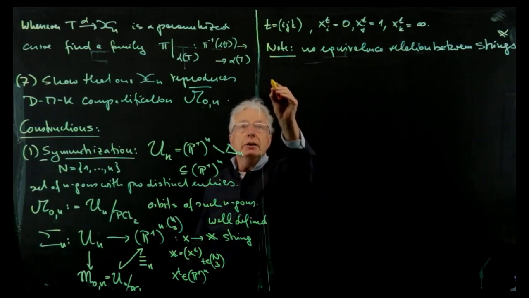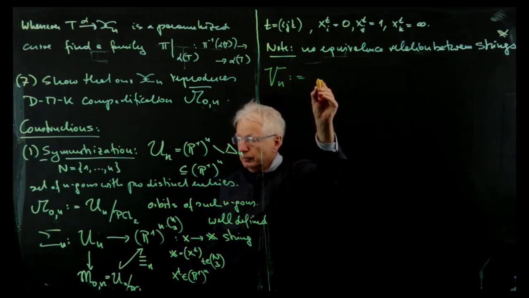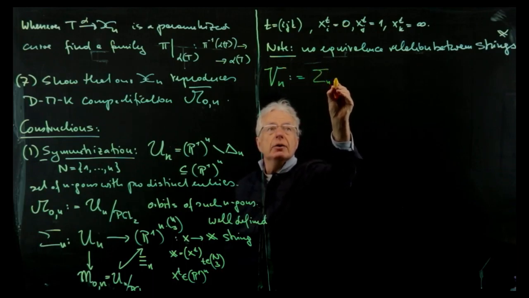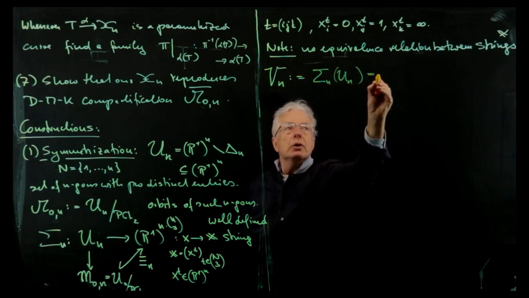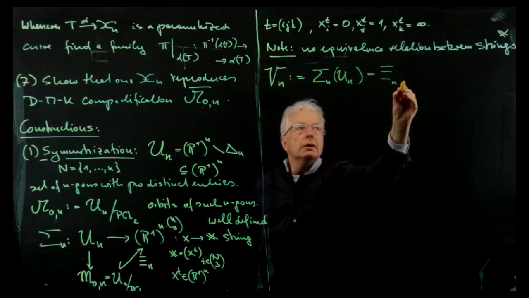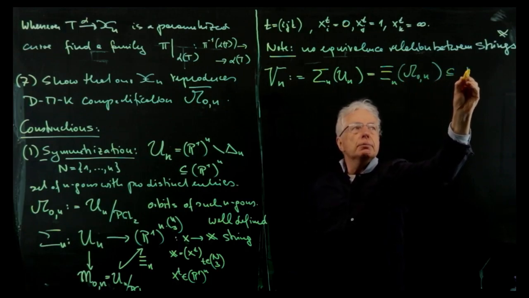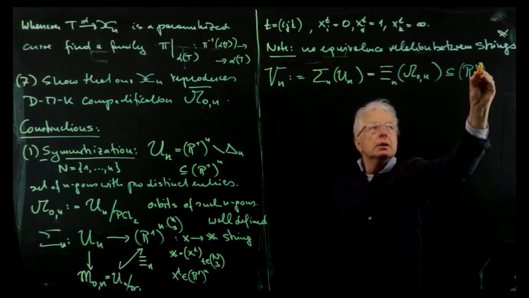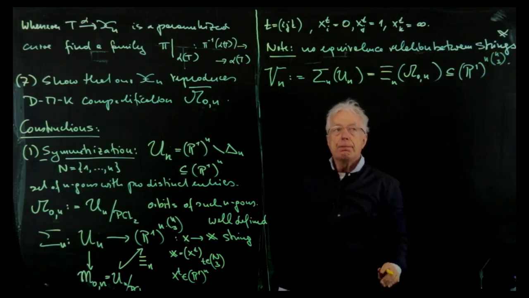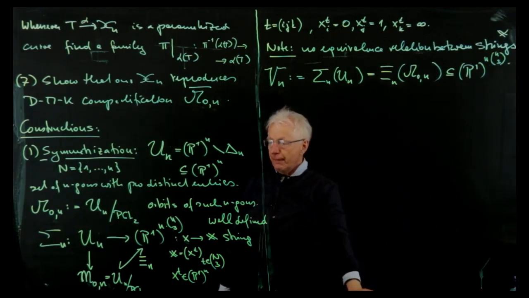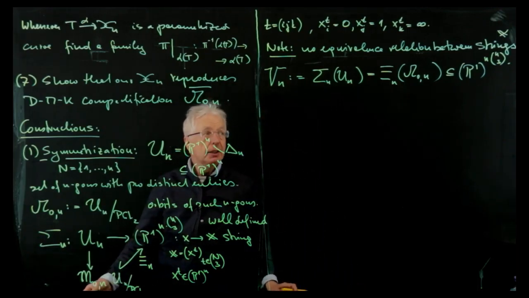Yeah? So the image, we denoted it by Vn. This was either sigma n of Un or psi n of M0n inside P1^(n choose 3). Okay, I guess that you remember a little bit the notation.